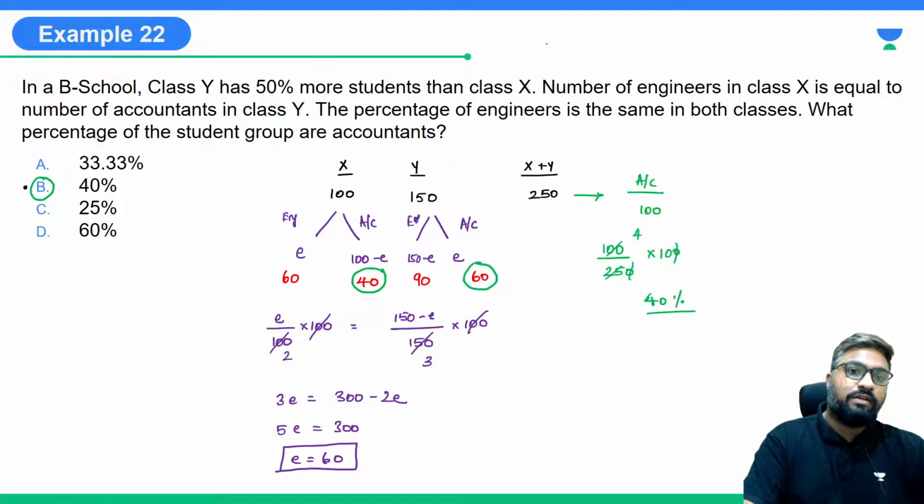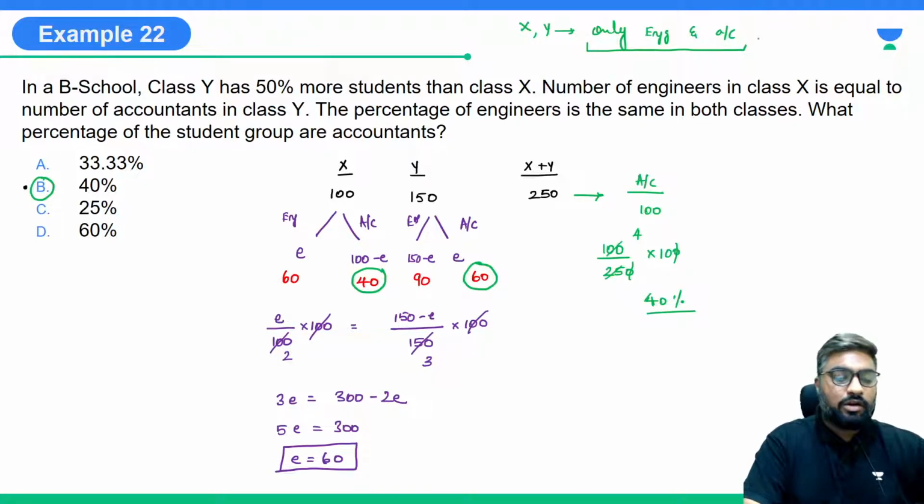So we have to give that both in class X and in class Y there are only engineers and accountants, and anybody who's an engineer cannot be an accountant. Whoever is an engineer cannot be an accountant. Yes, there is no intersection, it is zero. Done. Cool guys, let's go to the next one.